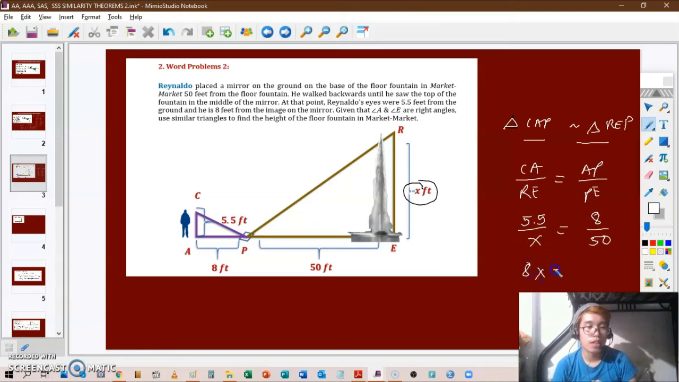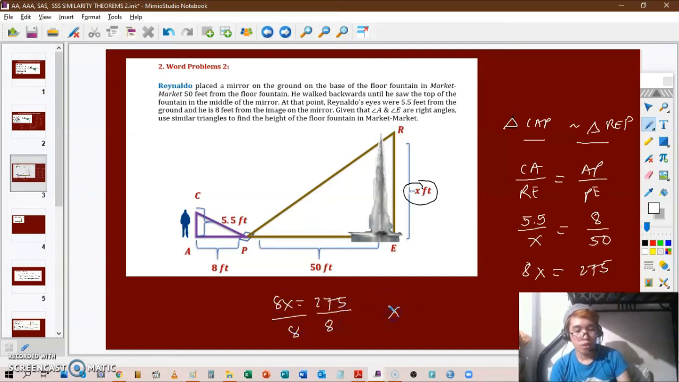So this gives you 8x is equal to 50 times 5.5. And 50 times 5.5 is 275. So 8x is equal to 275. If we divide both sides by 8, the value of x is going to be equal to 34.375 or 34.38 feet. So that's the height of the fountain that we have here, marked x.